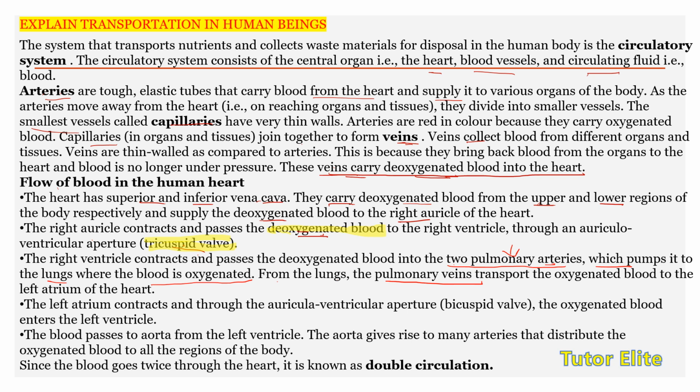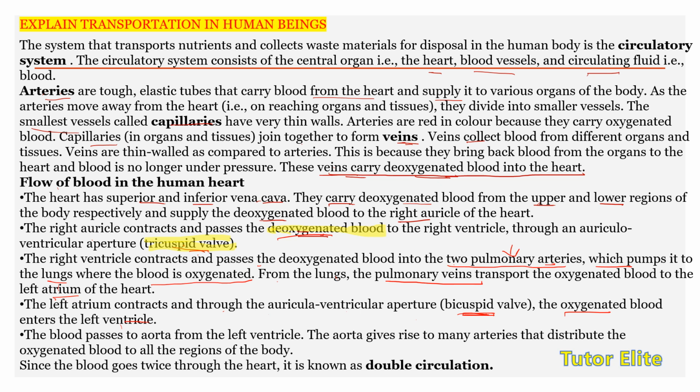The pulmonary veins transport the oxygenated blood to the left atrium of the heart. The left atrium contracts and, through the auriculo-ventricular aperture or bicuspid valve, the blood enters the left ventricle. See, the tricuspid valve carries deoxygenated blood, whereas the bicuspid valve carries oxygenated blood. It is coming through the right auricle, right ventricle and going outside through the left atrium, then the left ventricle.